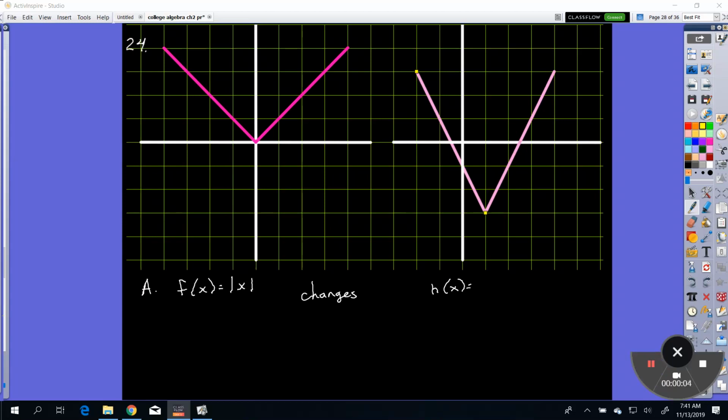So on these problems, you're supposed to describe the changes and make sure the equations are there. So on every problem, make sure there are two equations, there's two graphs, and you've described all the changes.